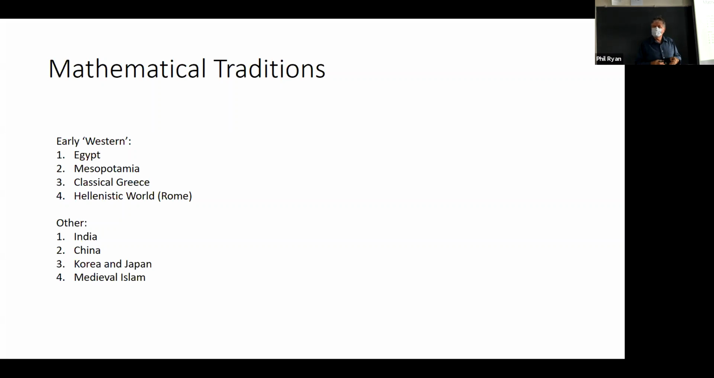So we've been really looking at various mathematical traditions. We started off, remember, talking about what we might call early Western, which included Egypt, Mesopotamia, classical Greece, and the Hellenistic world. And you think, Western? When are Egypt and Mesopotamia in the West? Well, it used to be, right?